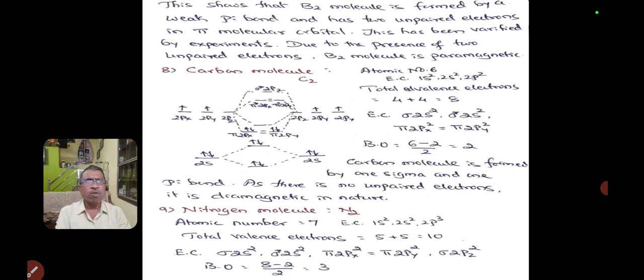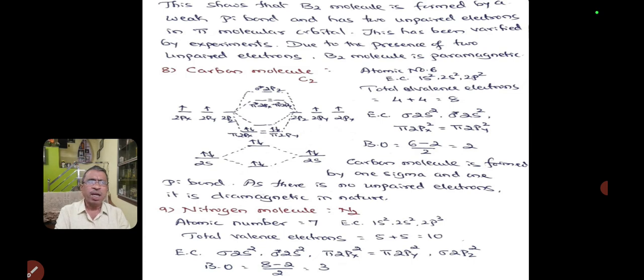So, the bond order will become 6 minus 2 divided by 2, which is 2. That shows that between the 2 carbon atoms, we have 2 bonds. Out of the 2 bonds, one is sigma and the other one is the pi bond. Since there are no unpaired electrons here, the molecule is diamagnetic in nature.